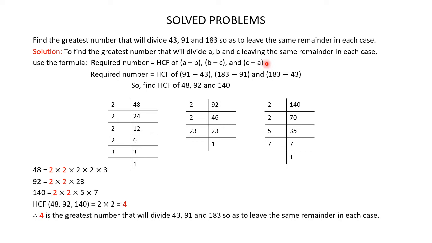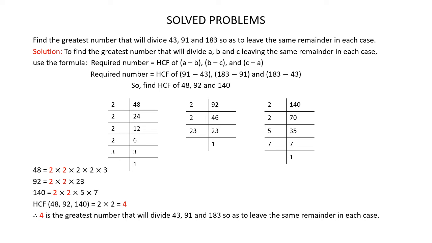You can use this formula when the remainders are the same but the value of the remainder is not given, as seen in the present problem. So in this problem, the required number is the HCF of 91 minus 43, 183 minus 91, 183 minus 43. 91 minus 43 is 48, 183 minus 91 is 92, and 183 minus 43 is 140. So you have to find the HCF of 48, 92 and 140. Let's find the HCF of these numbers using the prime factorization method.